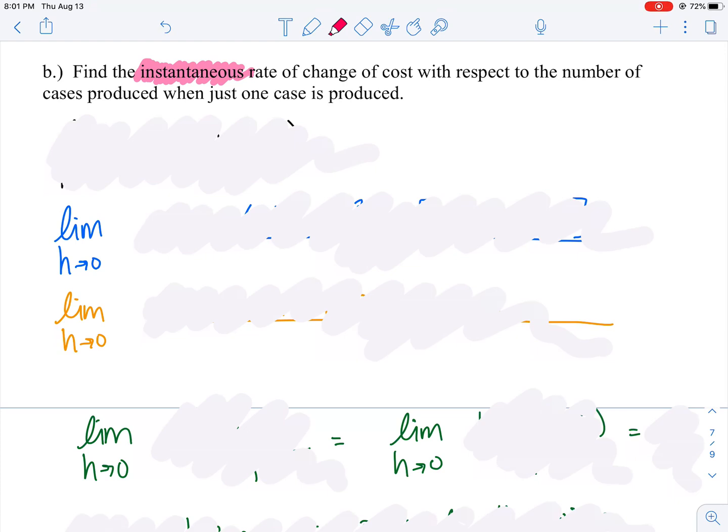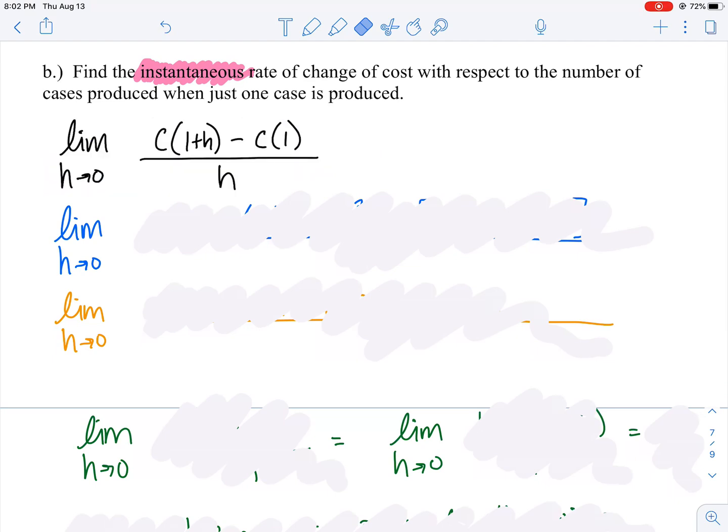As soon as I see that word instantaneous, I know that I've got to take my 2 points, I've got to smush them so close together, I've got to apply that limit idea and make h approach 0. So I have the limit as h approaches 0. We're finding the cost at exactly 1 case. So I have my C of 1, but then I want to pick another point a little bit farther away from 1. Can I call it 1 plus h? I'm going to do my y2 minus y1 over x2 minus x1. But remember, the 1s would cancel and I would just be left with an h on the bottom. And then I'm going to smush these 2 points so close together so that h is 0.